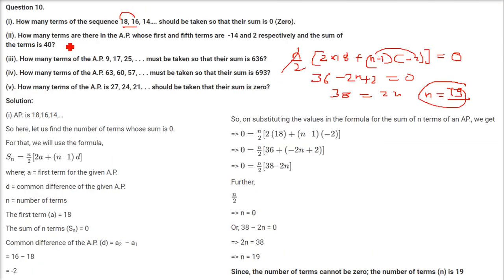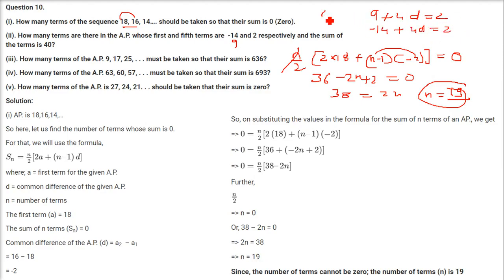Next is how many terms of this AP, whose first and fifth terms are given respectively, and the sum of the terms is 40. So the first term is already given, so this is a, and this is the fifth term. So a plus 4d is given as 2, right? And the sum is also given. So a is minus 14. Minus 14 plus 4d equal to 2.